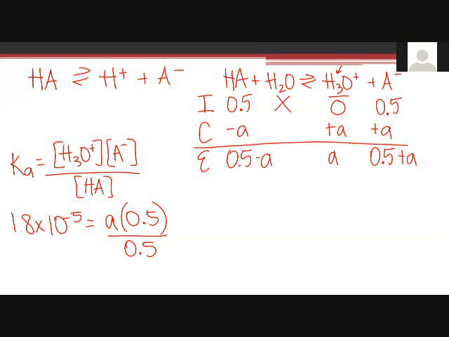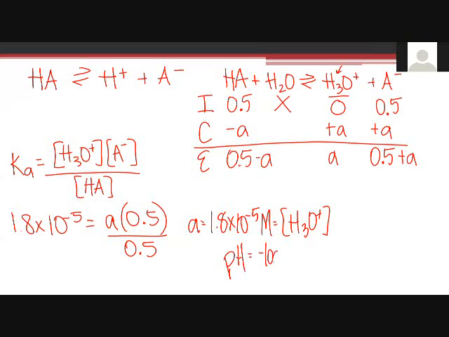All right, so then A is equal to whatever the Ka value was, which is really nice. And so that would be your hydronium concentration. So then to find pH, we just take the negative log of that, which is 4.74.